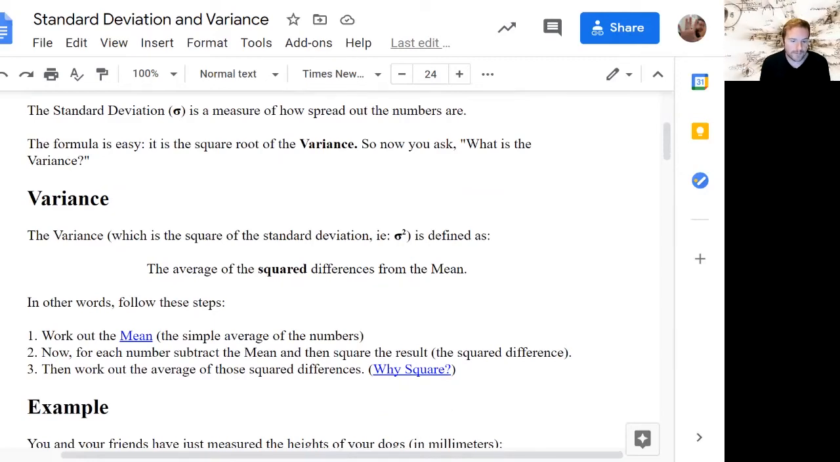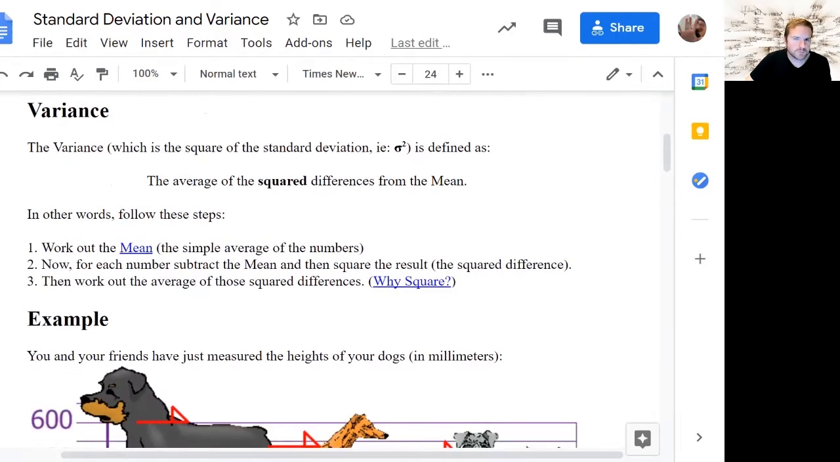First, you've got to work out the mean. Then for each number, subtract the mean and then square the result. This is the squared difference. Then work out the average of those squared differences. So let's put this into practice.